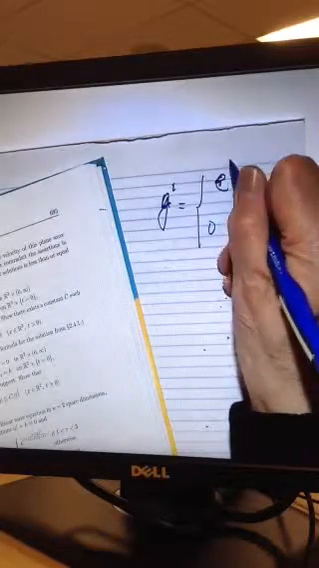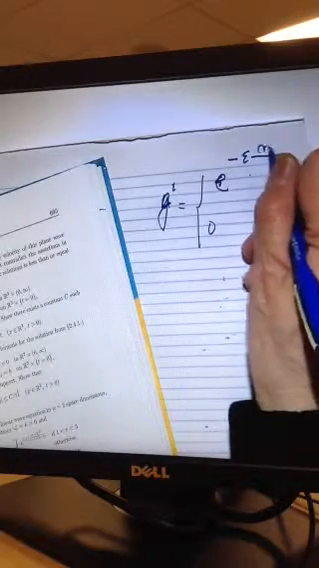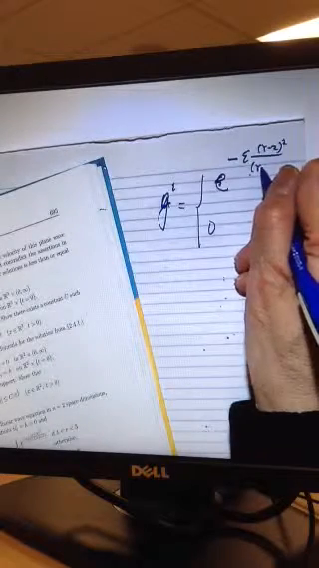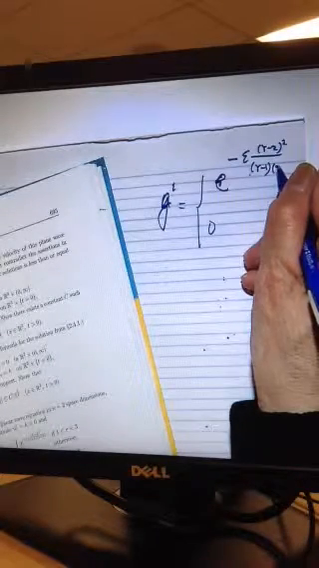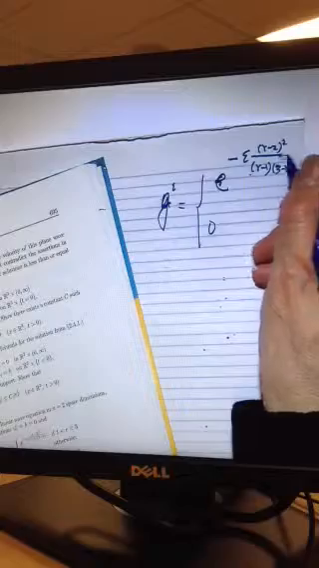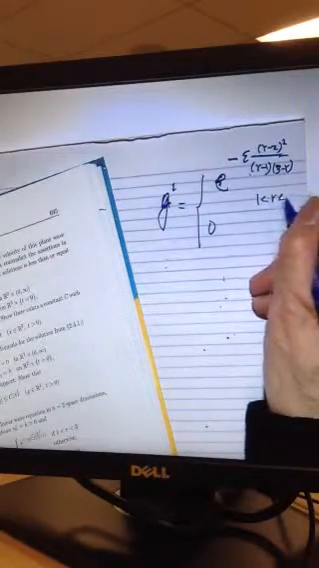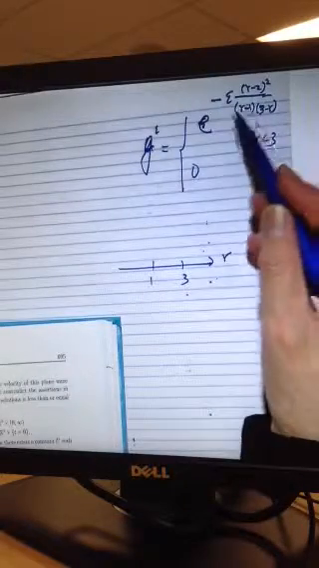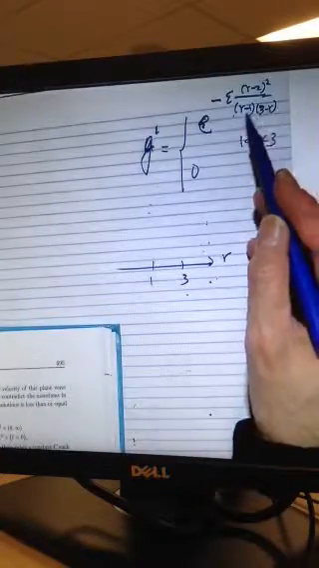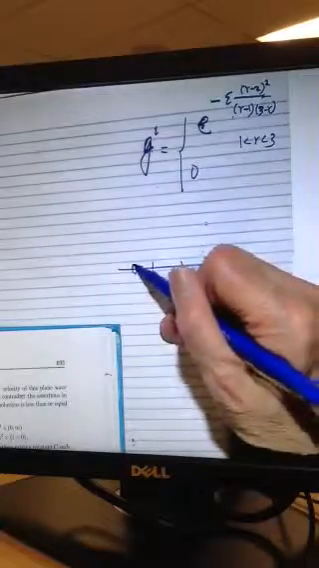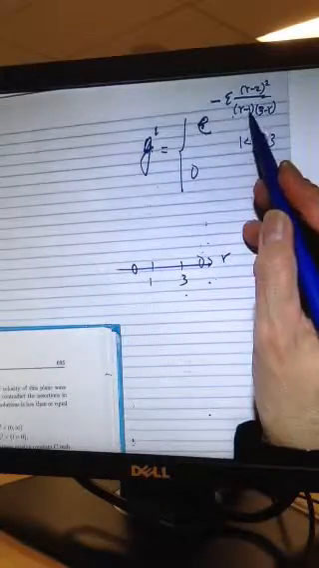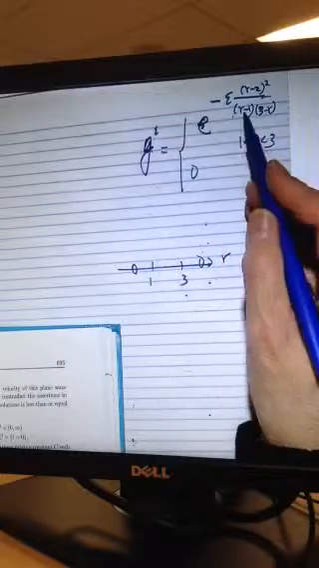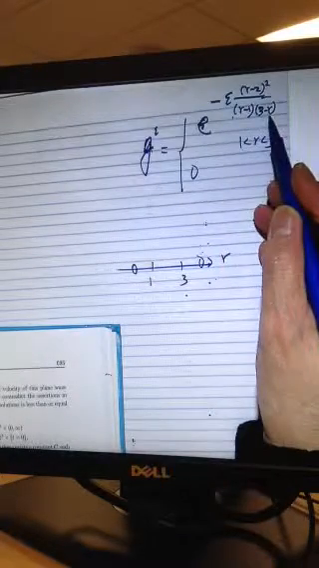e to the minus epsilon over (r minus 2) squared, for 1 less than r less than 3, and 0 otherwise. So this is really like this, 1 to 3. If you look at how it's defined, when r approaches 1 from the right-hand side, this is positive, but this is negative.